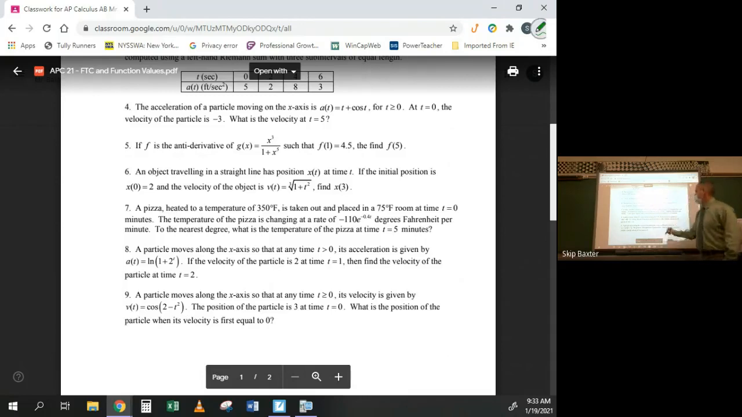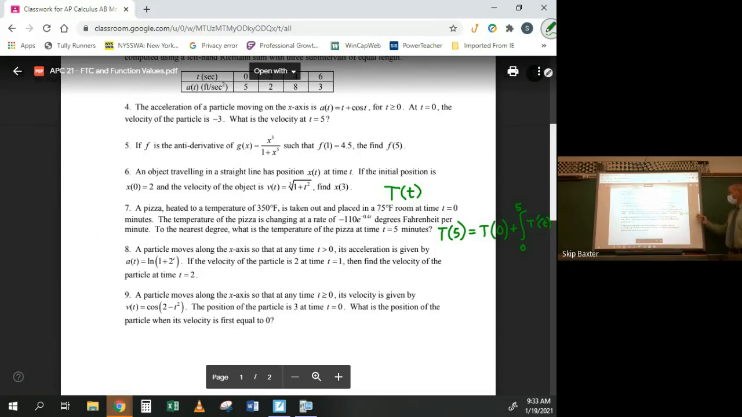Okay, so let's say T of t is the temperature of the pizza at time t. Say that's the function. This quantity that they're giving us right here is really T prime of t, right? So according to FTC, I know that the temperature of the pizza at 5 minutes is going to equal the temperature of the pizza at 0 minutes plus the integral from 0 to 5 of T prime of t. Does that make sense why that's true?